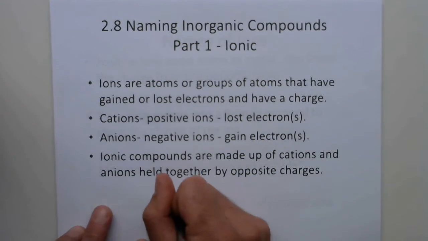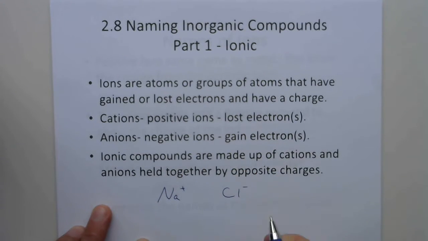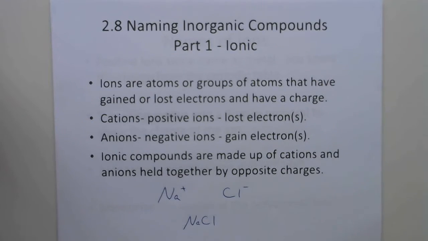So an example would be sodium and chloride. Sodium has a +1 charge. It got that by losing one electron. Chloride has a -1 charge. It got that by gaining one electron. And so these two have opposite charges. Therefore, they're going to be attracted to each other, and they're going to make the ionic compound NaCl, or sodium chloride, which you know as table salt.